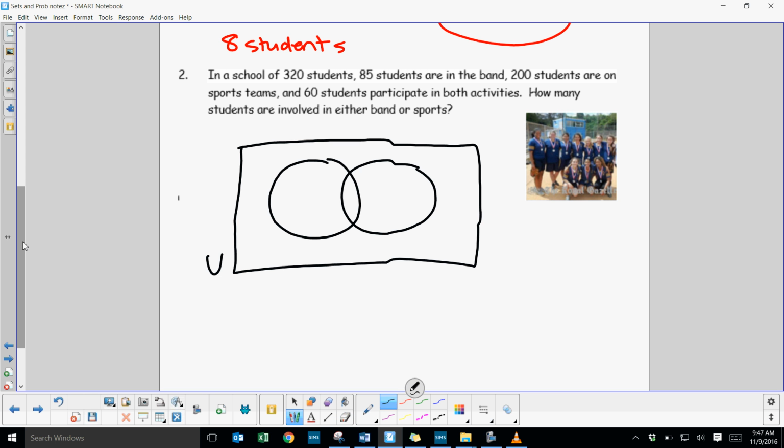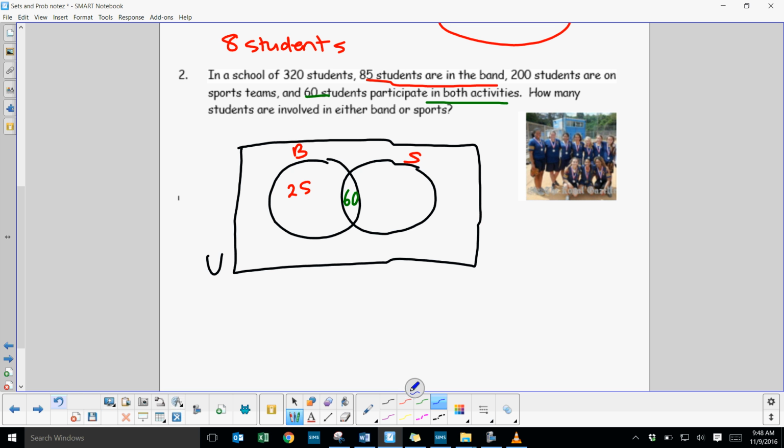So let's start from the inside out. We start with the both. There's 60 that study both. Try to fit that in there. 85 are in the band. They don't say the band only, so we don't put 85 here. Instead, we have to work out 85 minus 60, which gives you 25. And again, I've forgotten to write band and sports, so don't you forget to do that. Because 25 plus 60 is 85 students in the band.